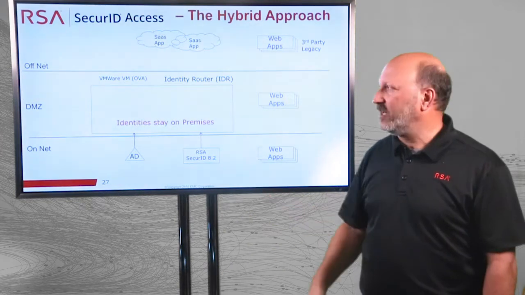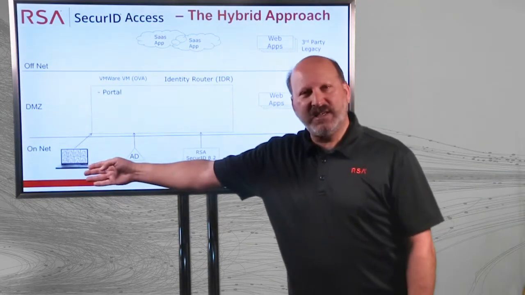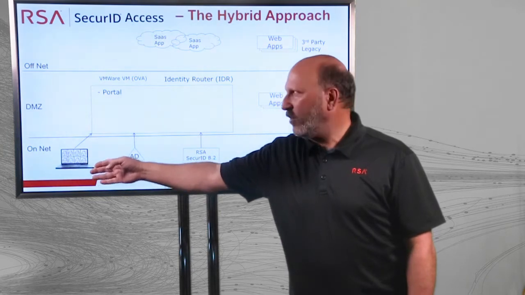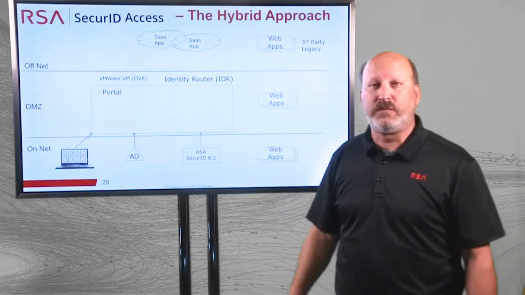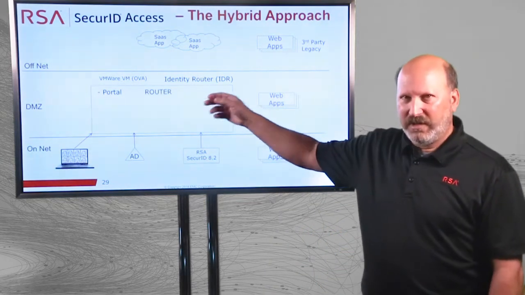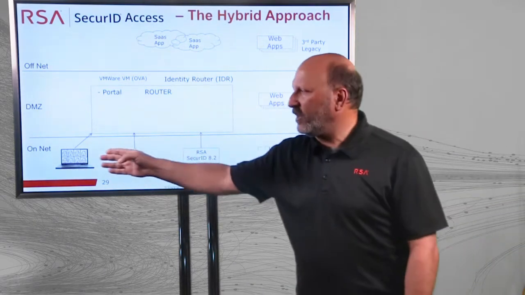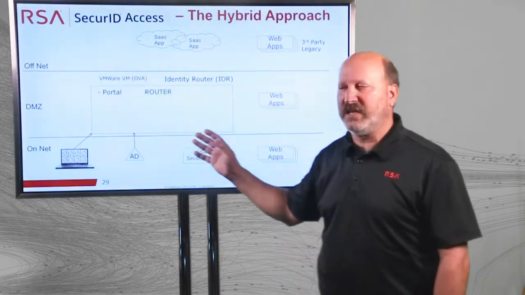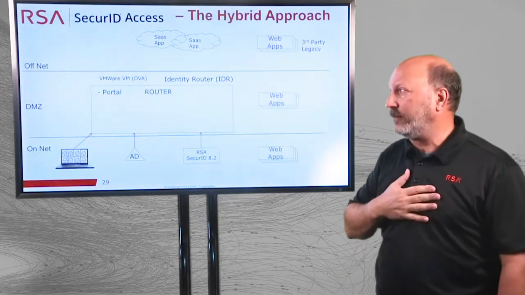That's the evolution piece. So what is it? It's a portal. If I take a PC, I log into it, I'm on the network, I log into the portal, I'm going to get a group of icons of everything that I'm enabled to run and have single sign-on. But it's also a router. The whole point of this is to provide a means for a user, whether they're on the network or off the network, access to all of my apps, no matter where they live and no matter where I am.